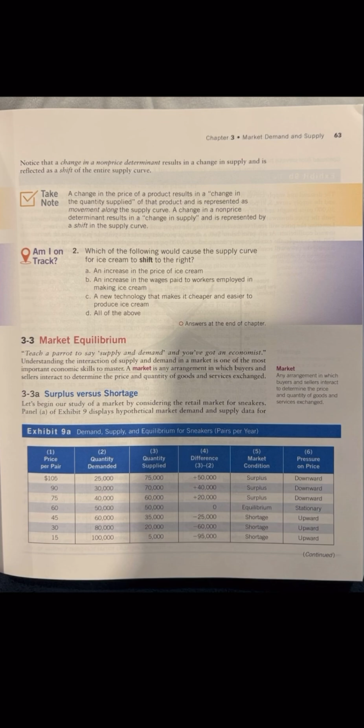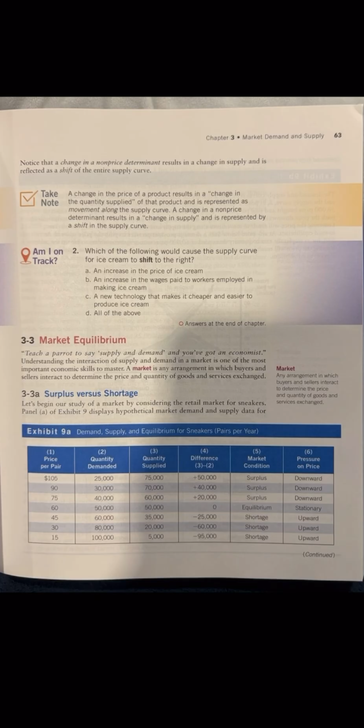Take note, a change in the price of a product results in a change in the quantity supplied of that product, and is represented as a movement along the supply curve. A change in a non-price determinant results in a change in supply, and is represented by a shift in the supply curve. Am I on track?